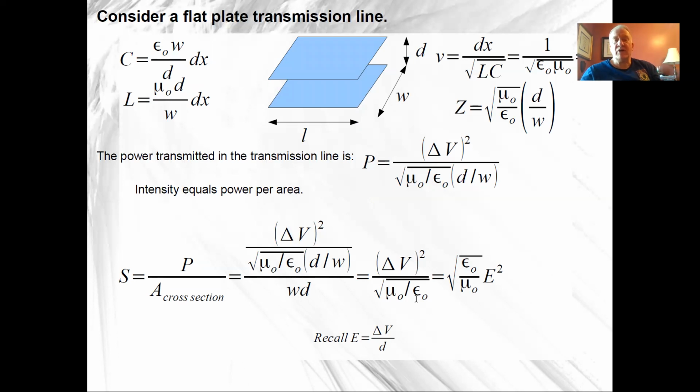The square root of mu naught over epsilon naught, which equals the square root of epsilon naught over mu naught, times E squared. Don't forget that E, the electric field, is equal to the voltage difference divided by the distance between the plates. So we see that the intensity is proportional to the electric field squared.